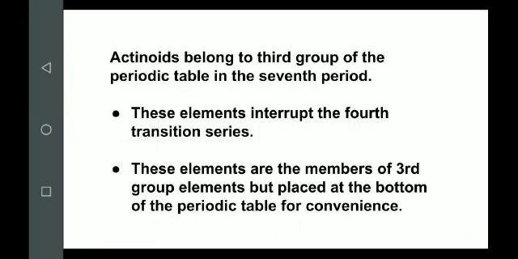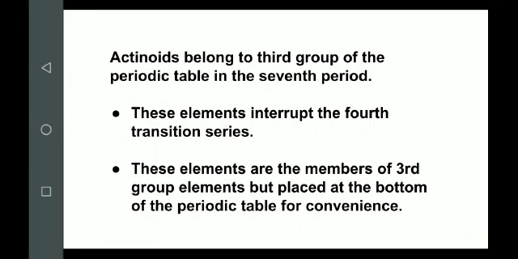What are actinoids? Actinoids are the group of 14 elements from thorium 90 to lawrencium 103, which are placed at the bottom of the periodic table. These actinoids constitute the second inner transition series. The first inner transition series was lanthanoid, and this is your second inner transition series known as actinoid or 5f series. Now actinoids belong to the third group of the periodic table in the seventh period.